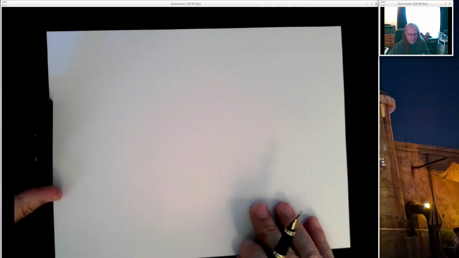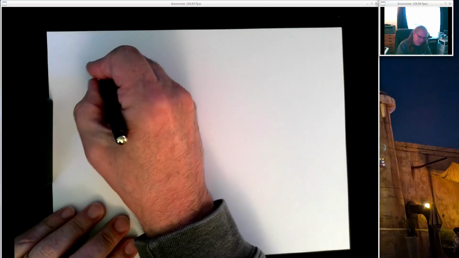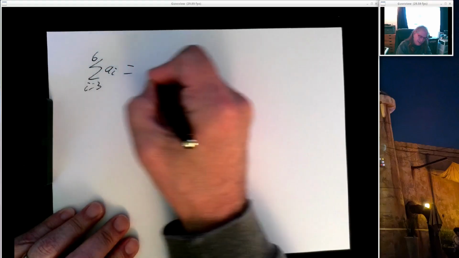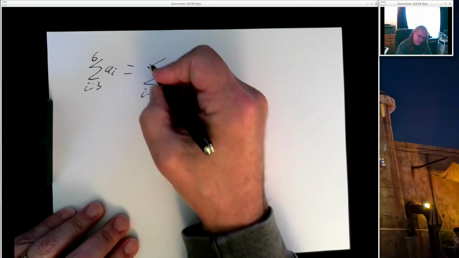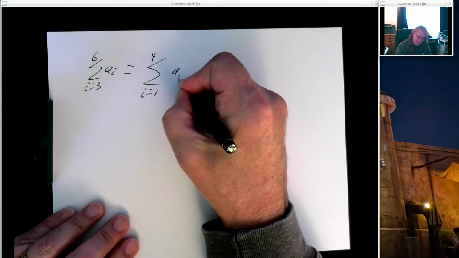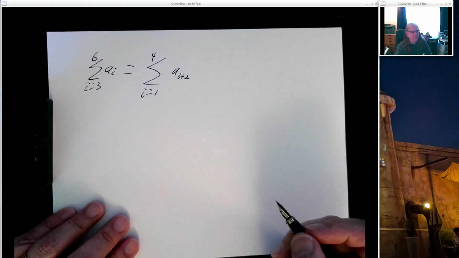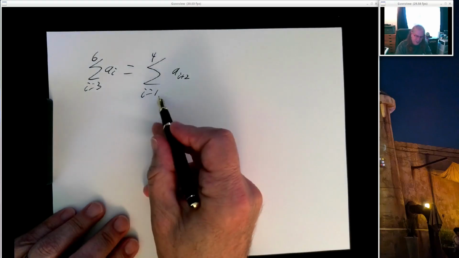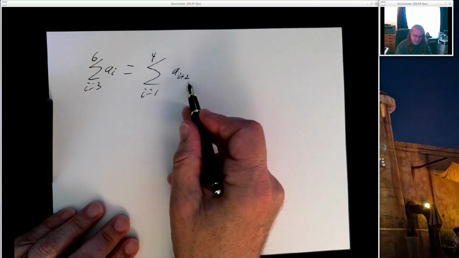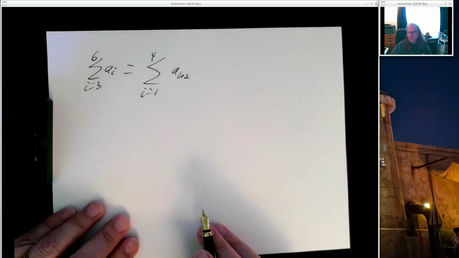But there are some interesting properties of these summations. For example, the sum from i equals 3 to 6 of a_i is also the same thing as the sum from i equals 1 to 4 of a_(i+2). So if i is 1, this will be a3. If i is 4, this will be a6. So it's adding up the elements from a3 through a6, same as this.